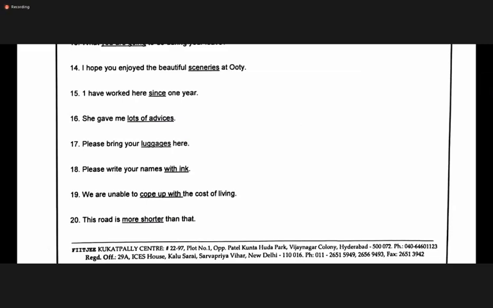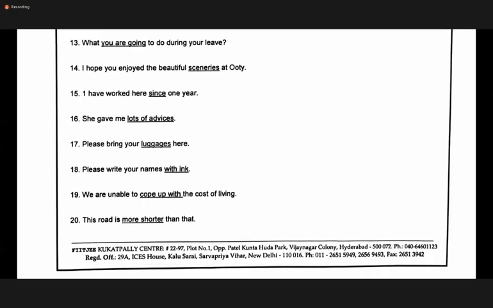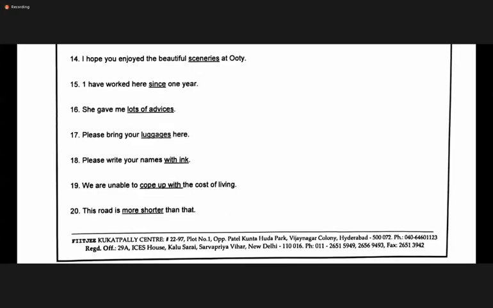Please bring your luggages here. Luggage. Only luggage. Luggage is also uncountable. It doesn't have a plural form. Please write your names with ink. The correct preposition is in ink. Write your name in ink, not with ink.